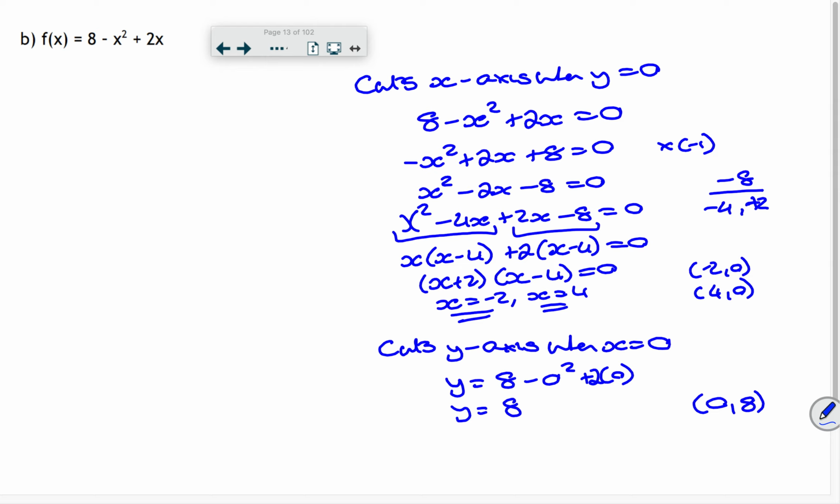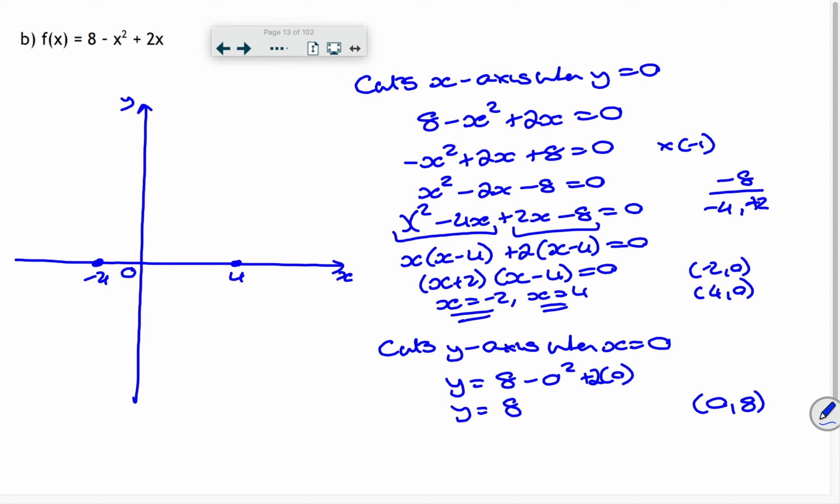Okay, let's start to sketch it now that I know I have my roots and my y-intercept. Now, this is a negative x squared, so be prepared for this to be an upside down parabola. Okay, so it's cutting the x-axis at minus 2 and 4. It's cutting the y-axis at 0, 8. So let's find the turning point now.